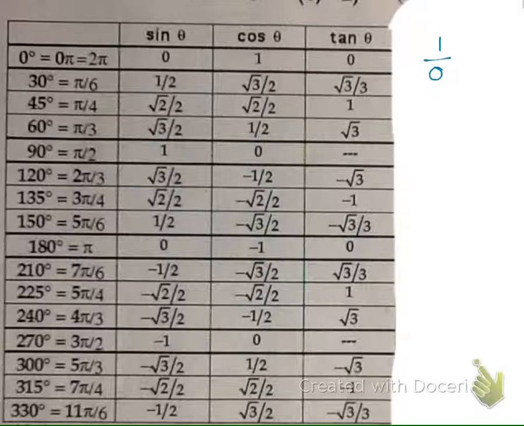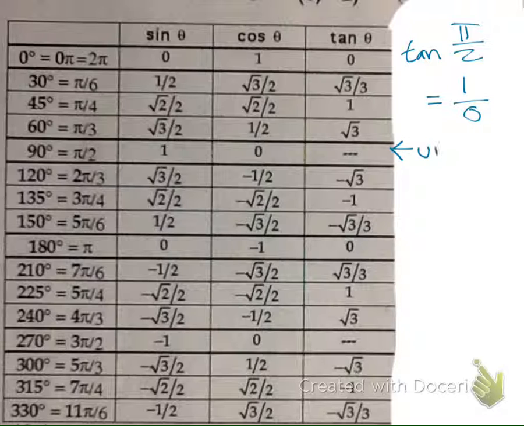If we're doing tangent of pi over 2, that would equal sine there, which is 1, over the cosine, which is 0. So if I need to find 1 divided by 0, I can't do this, right? Dividing by 0 is a problem. That's why we have these lines. They basically just mean that it is undefined there.